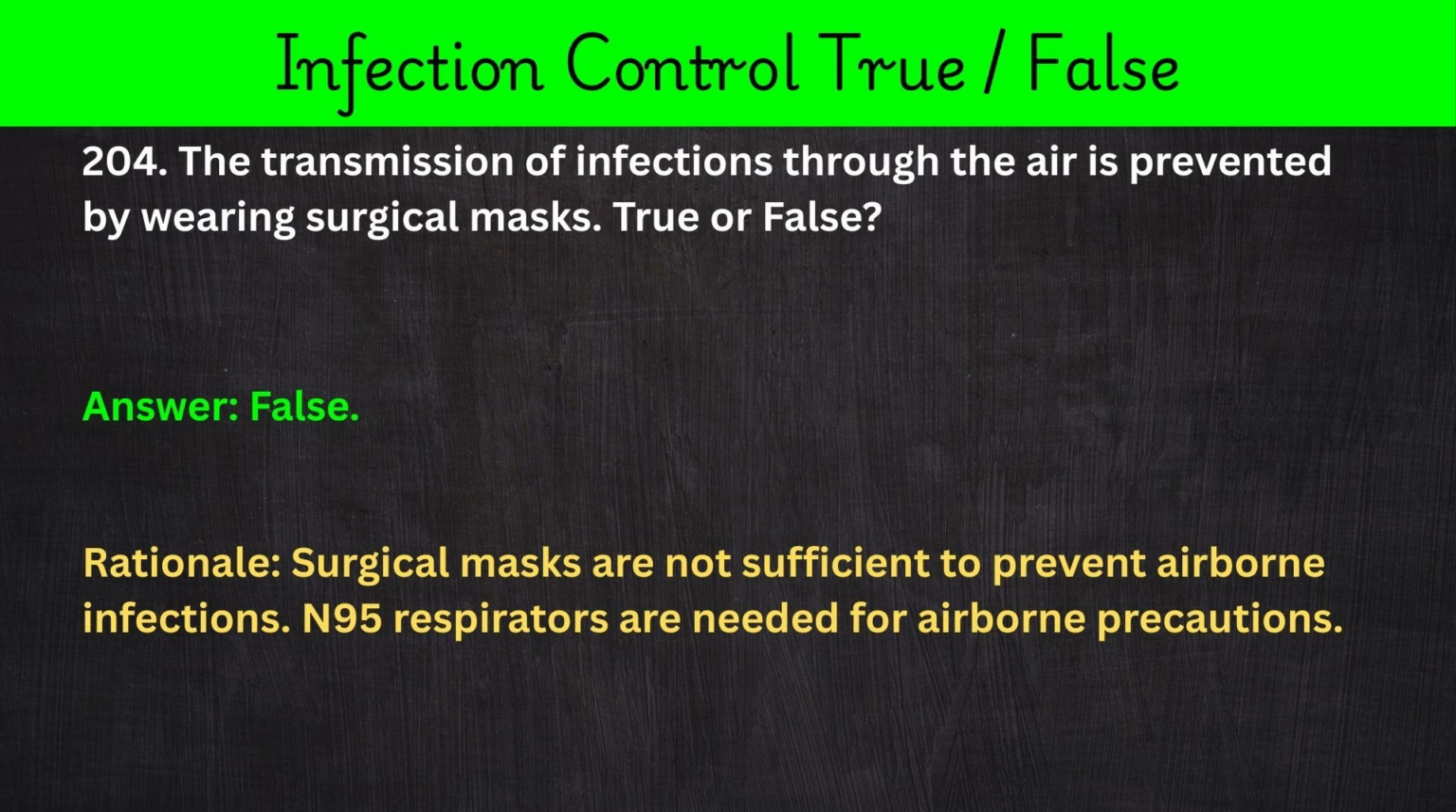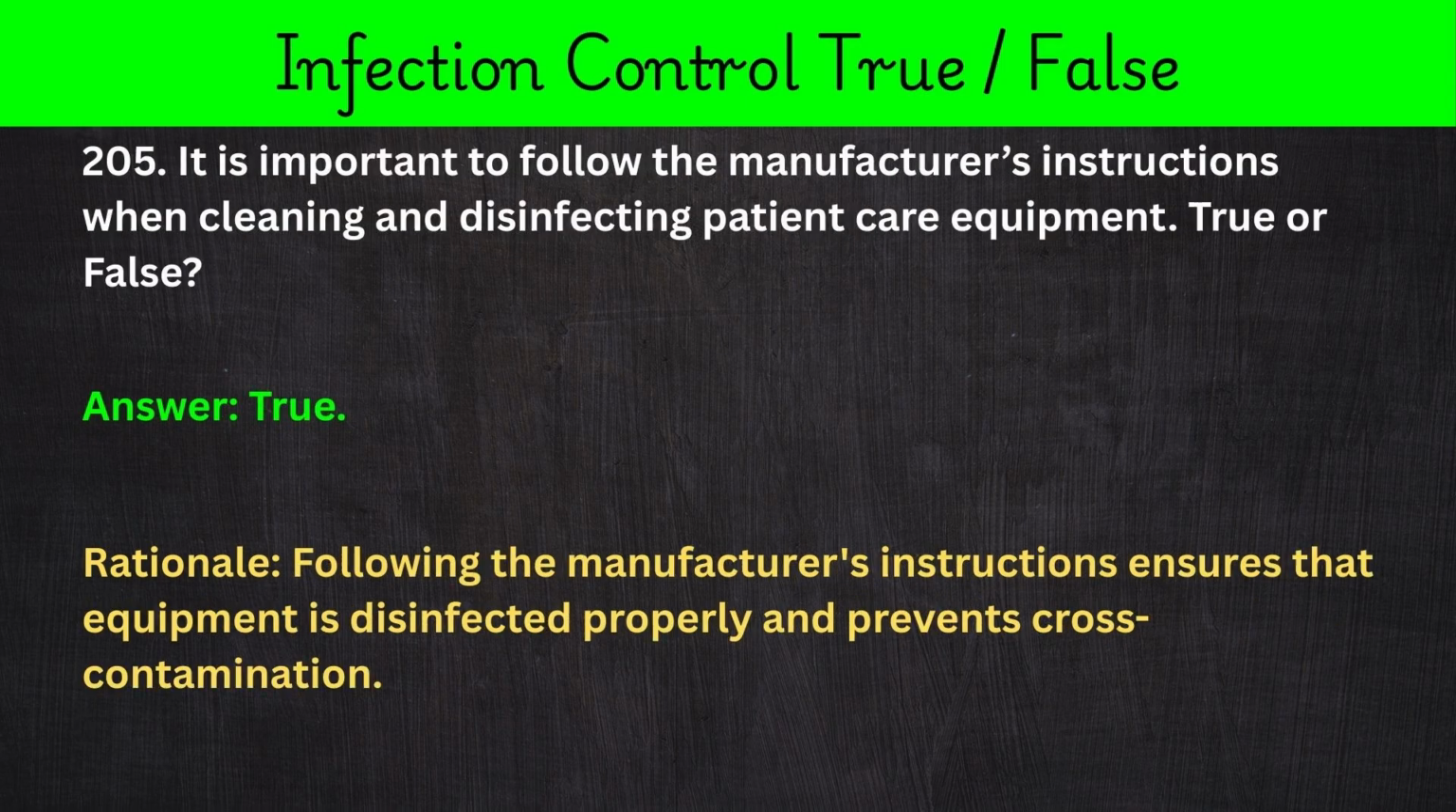204. The transmission of infections through the air is prevented by wearing surgical masks. True or false? Answer: false. Rationale: surgical masks are not sufficient to prevent airborne infections. N95 respirators are needed for airborne precautions.